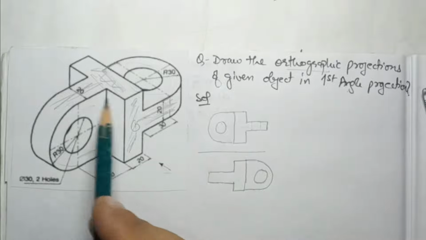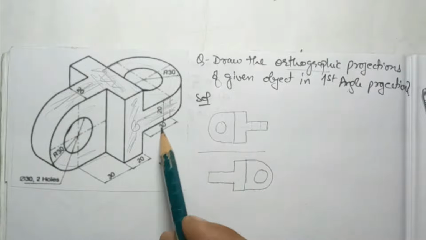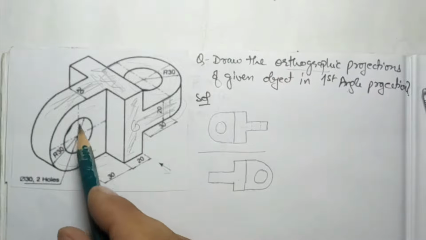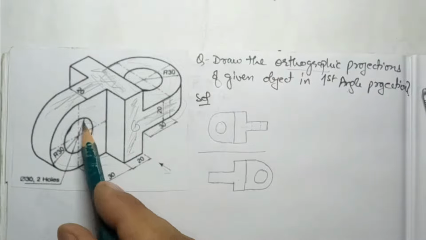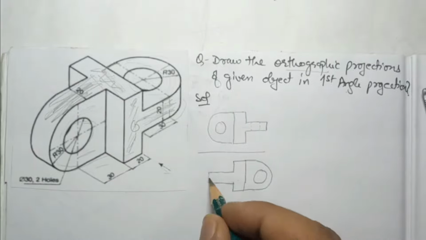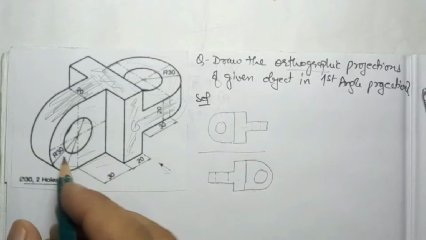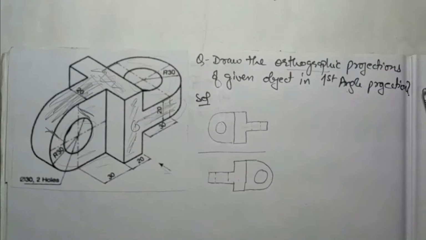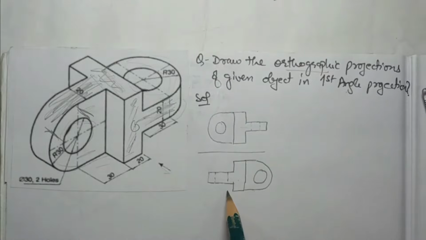Now we will go for the hidden part. Behind the surface, no surface is there that is not visible, but this circle is present. From the top you cannot see it because of this surface, but it is present, so you have to draw the two hidden lines, because it will look like this in the top view. So you have to draw all the hidden lines.